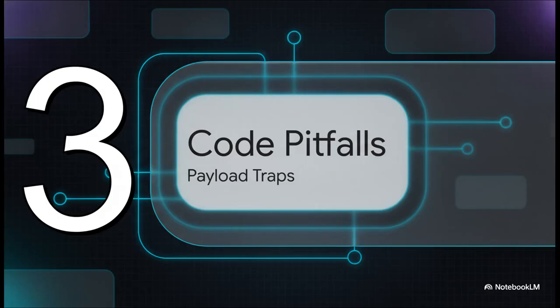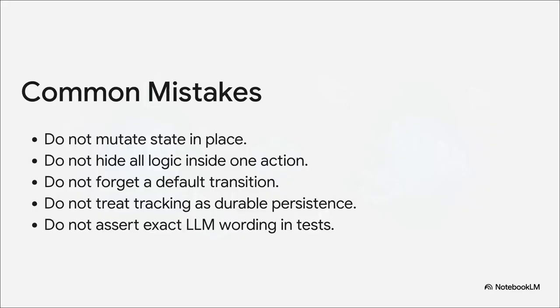Section 3. Code and Payload Pitfalls. Now we need to look at the traps developers fall into when they carry over bad habits from standard procedural Python or quick tutorials. Let's squash these common coding mistakes right now. First, do not hide all your logic inside one giant action. And whatever you do, do not mutate state in place. Always use .update or .append. Mutating in place completely ruins your ability to replay or debug historical traces.